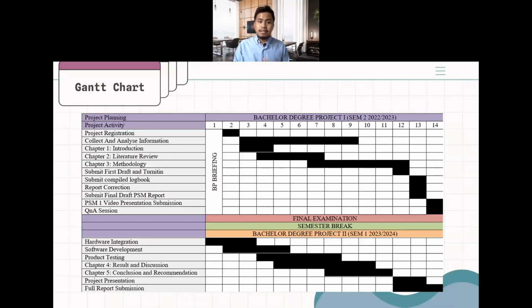So for the last slide for today is about the Gantt chart. This is my Gantt chart for Bachelor Degree Project 1 and Bachelor Degree Project 2. For my Bachelor Degree Project 1, I started with project registration, collection and analysis of information, and I made Chapter 1, Chapter 2, and Chapter 3. After that, I submitted the first draft and turned it in.